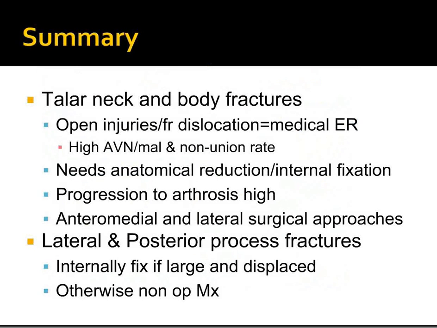So in summary, talar neck and body fractures, open injuries and fracture dislocations are a medical emergency. There is a high AVN, malunion and non-union rate. Any displaced fractures need anatomical reduction and internal fixation, and progression to arthrosis is high. Consider your anteromedial and lateral surgical approaches. And we've just gone through the lateral and posterior process fractures. Any questions?